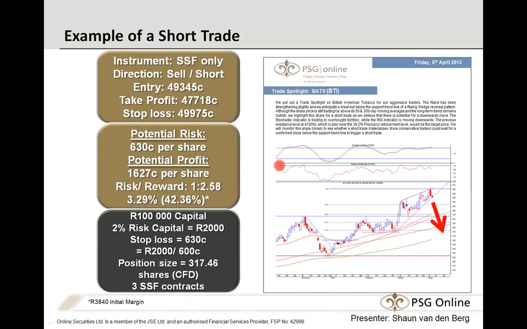Here's another one we had on BATS a few weeks ago. This was what I call a rising wedge, where we anticipated a breakout of that, and it was overbought. This is where I came back to what I said earlier on, a high probability trade.